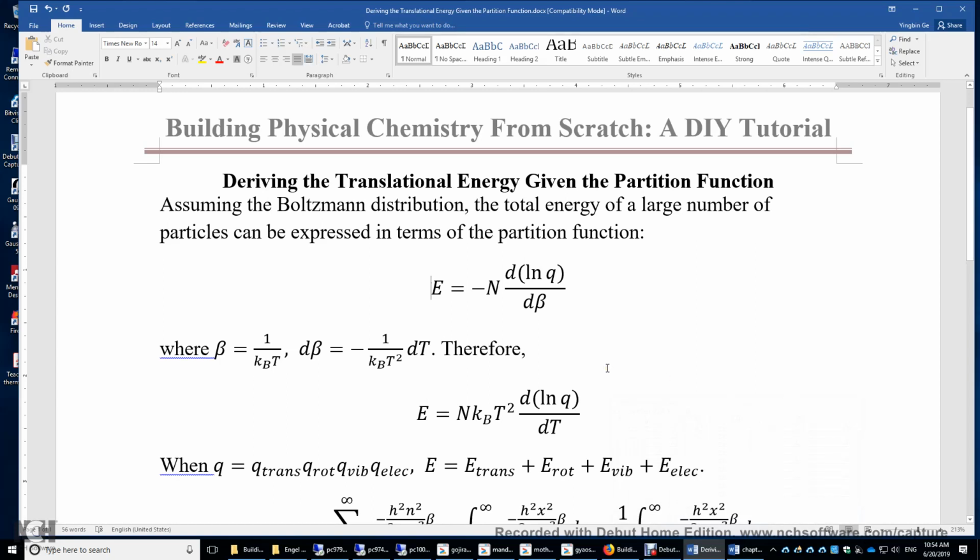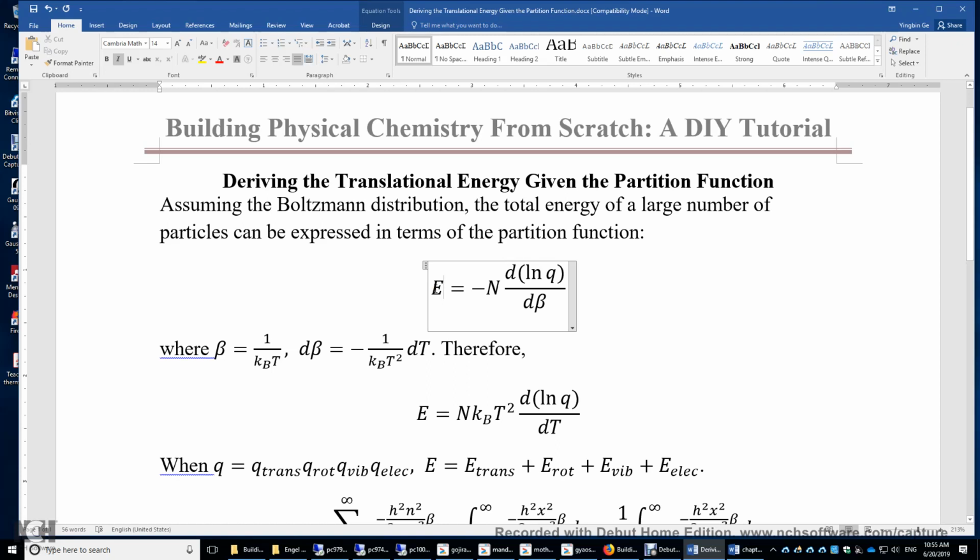In this video, I will derive the translational energy of a system given its partition function. Assuming the Boltzmann distribution, the total energy of a system that consists of a large number of particles can be expressed in terms of the partition function. E equals -N times d ln q over d beta.